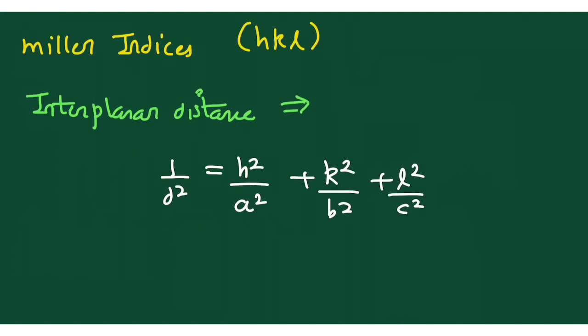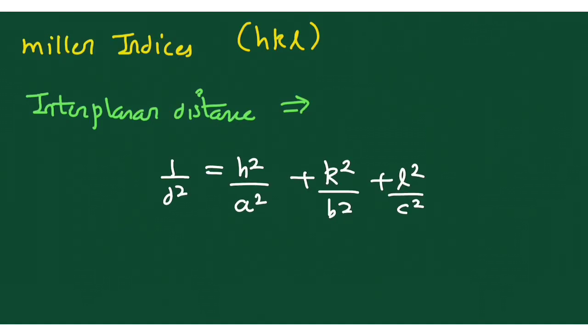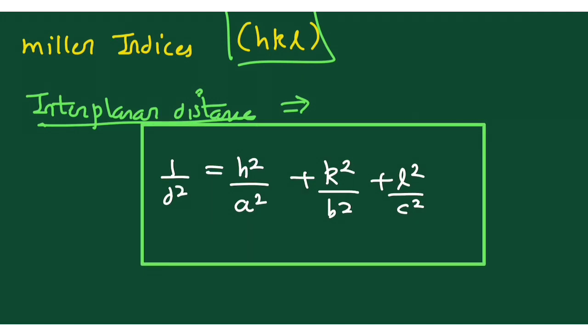Okay. Now, next point is Miller indices. Basically, we are moving towards powder X-ray diffraction, powder XRD, and Bragg's law. So Miller indices are represented like this, in the bracket HKL. Okay. Now, interplanar distance. The distance between two planes is given by 1 by d square is equal to h square by a square plus k square by b square plus l square by c square.